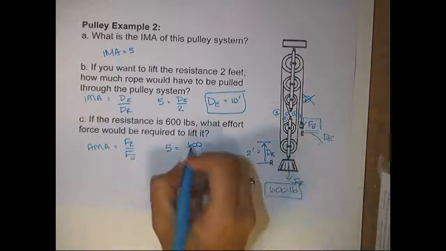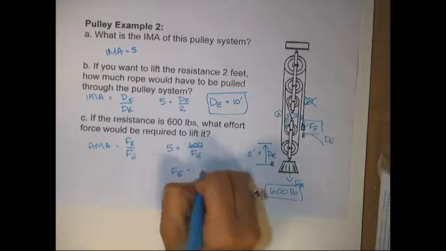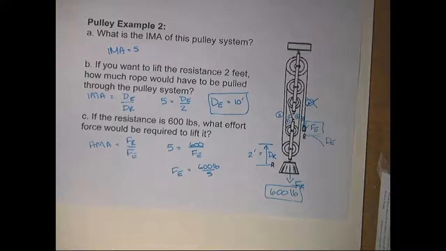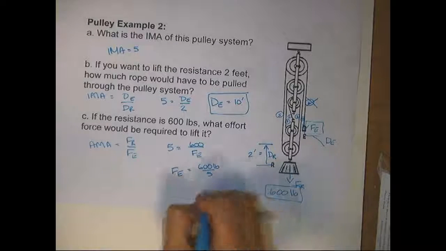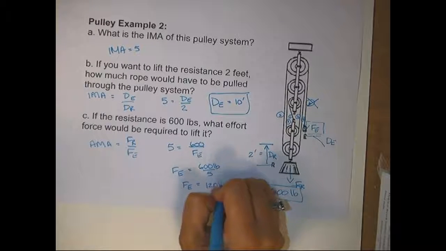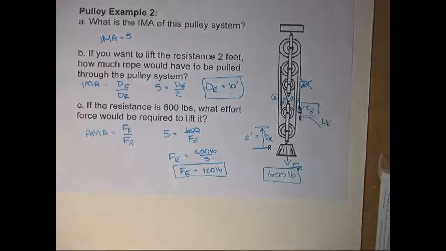How much effort am I going to need? Cross multiply. FE equals 600 pounds divided by 5. Plug in your calculator. And the answer is you only need to lift 120 pounds. Or, if it's not you, you might have a motor over here that could lift 120 pounds. Okay, that's it for pulleys.